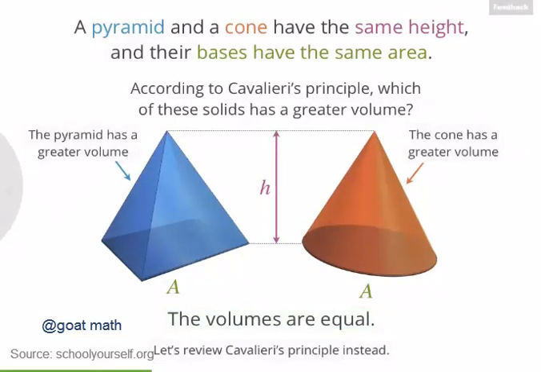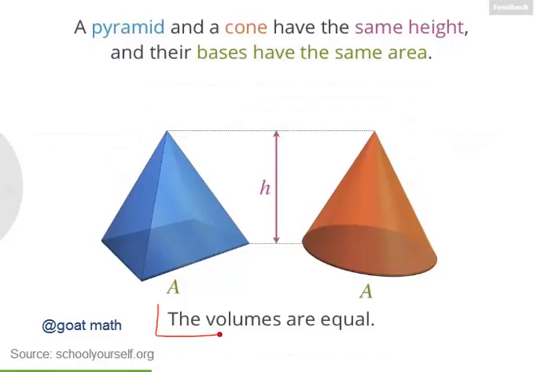Exactly right. These two solids have the same height, and everywhere along the height they have matching cross-sectional areas. So by Cavalieri's principle, they must have the same volume. So that means that the cone's volume, just like the pyramid's volume, is 1/3 times A, the area of its base, times its vertical height. And this is the formula for the volume of a cone. Just like a pyramid, it's 1/3 times the area of the base times the height.